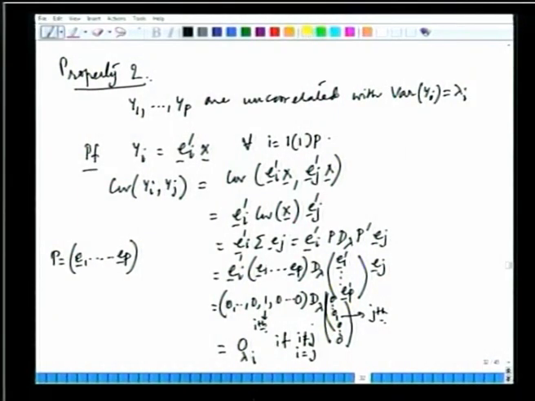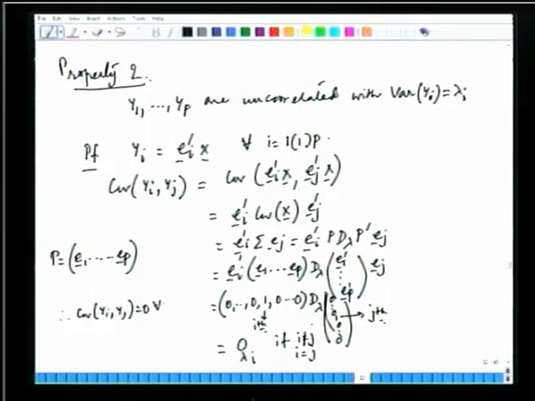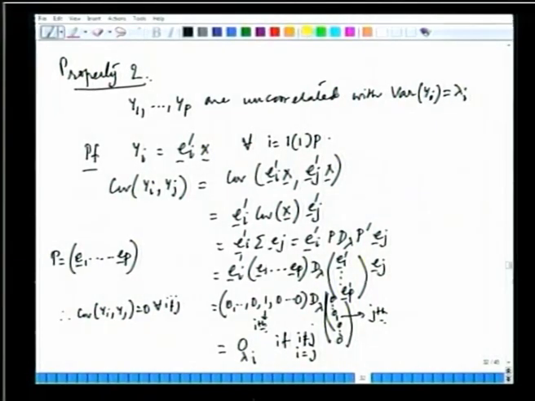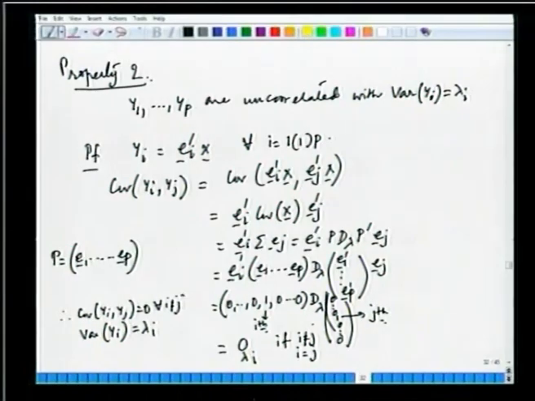So in one go I have been able to prove that the covariance of yi, yj is 0 for all i not equal to j, and the variance of yi, which is the covariance between yi and itself, is equal to lambda i.